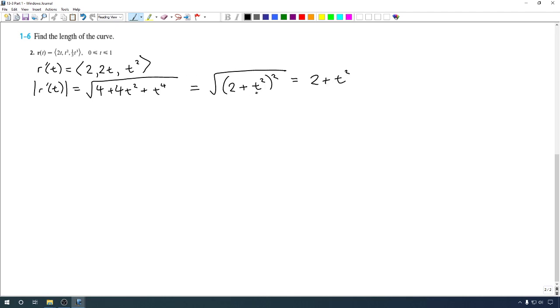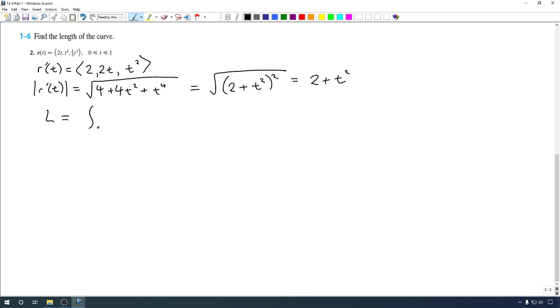If this could be negative, we might have to have absolute value signs there. So pay attention to that kind of stuff. Don't just cancel the square root with the square and think we're all good. We have to make sure we have positive stuff in there.